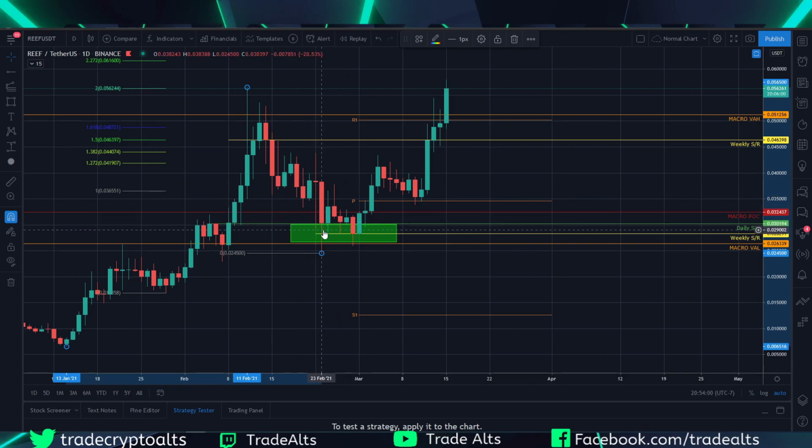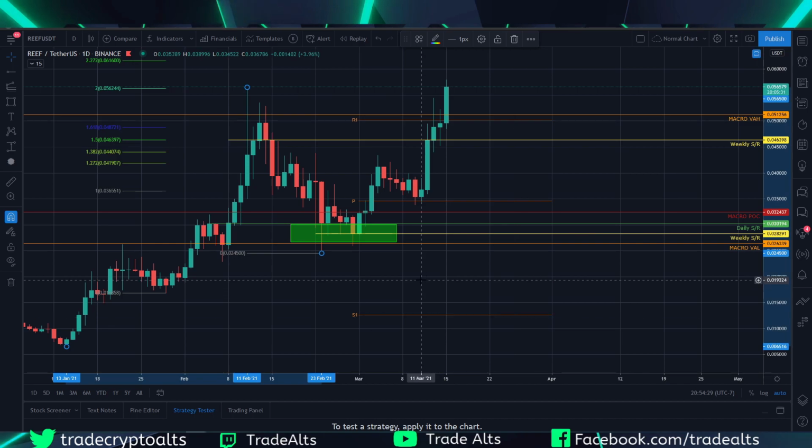You got your pushback, came back down to your golden pocket weekly level. Really nice opportunity here, which we highlighted in a previous analysis. Got your push up, and right now you're pushing through. So not only did you clear your weekly level, but you're pushing through your macro value area high right here. So again, it's looking pretty good for a move up. You took out the top of this wick, which is nice to see as well.